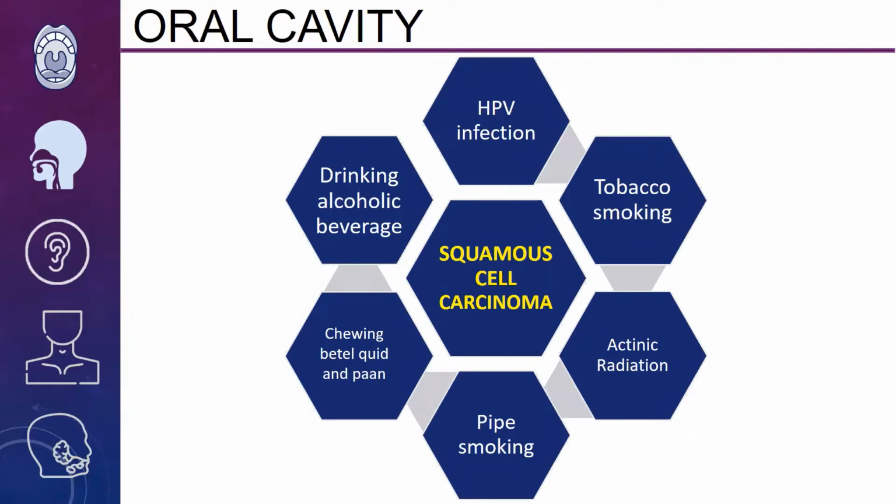Approximately 95% of cancers of the head and neck are squamous cell carcinomas, or SCCs. The pathogenesis of SCC is multifactorial. Infection with high-risk human papillomavirus, or HPV, is not the primary cause of SCC of the oropharynx. SCC is strongly associated with chronic tobacco smokers and alcoholic drinkers. In India and Asia, the chewing of betel quid and pan is a major regional predisposing influence. Actinic radiation due to sunlight and pipe smoking are also known predisposing influences for cancer of the lower lip.